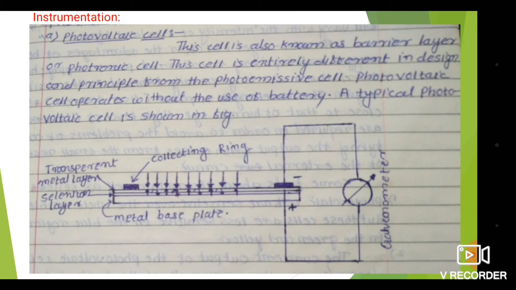Due to the above mentioned advantages and disadvantages, photovoltaic cells are not used in sophisticated spectrophotometers. However, they are used in inexpensive filter photometers. So this is about the photovoltaic cell. Then the next one is the phototubes.